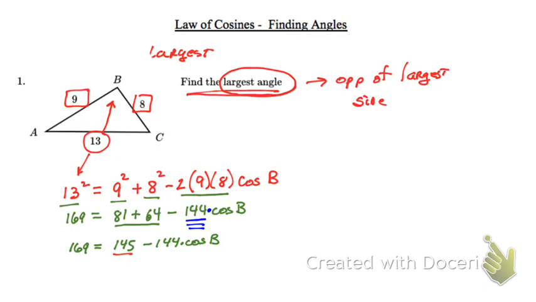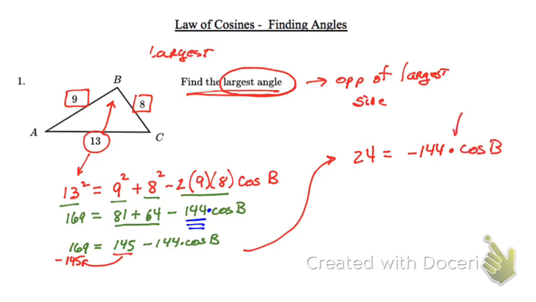But what we can do is take this 145 and subtract it over, just like we were solving a normal equation. Okay, and let me come over here so I got some more room. When I subtract that, I get 24 equals negative 144 times the cosine of B. Now, if you're multiplying by negative 144, we can get rid of it by dividing. And what do we have? We have 24, I'm going to put my negative up on top, over 144 equals the cosine of B. Now, you don't have to reduce 24 over 144 if you don't want to. Calculator will do it for you.